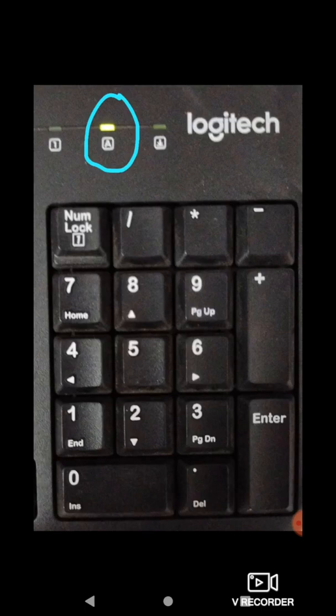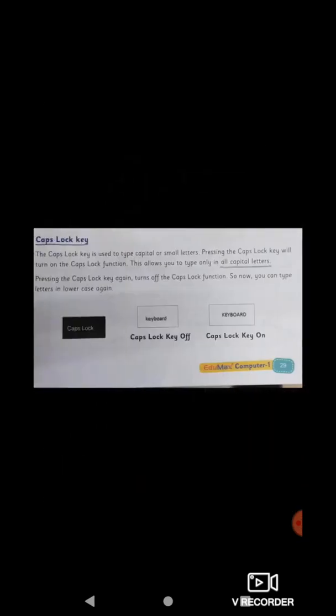As soon as you press the caps lock key and the light switches off, the letters will come back in lowercase. You can see an example below. The word keyboard is written with the caps lock key off. So the caps lock key is off and the word keyboard is written all in lowercase. And when the caps lock key is on, all the letters of keyboard are in capital.